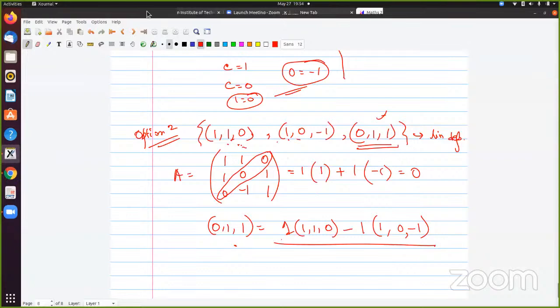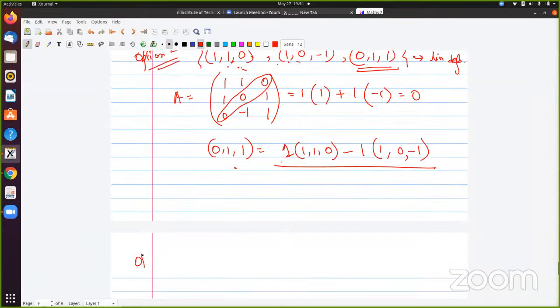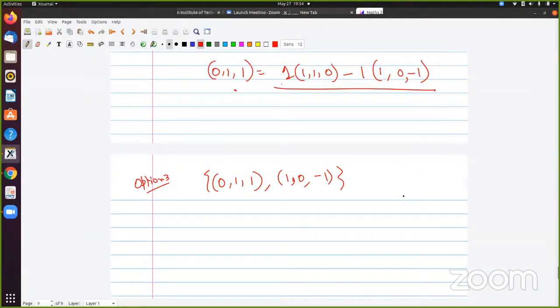So basically these two elements, option 3, (0, 1, 1) and (1, 0, -1), right? Whether this will span our V or not. So what was our V? (Y - Z, Y, Z). This is the representation, right? So if I take any element, can I write it as a linear combination of these two? That is the question, right? Is it clear? At least the question is clear.